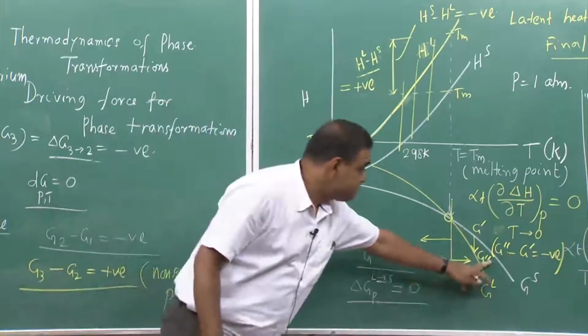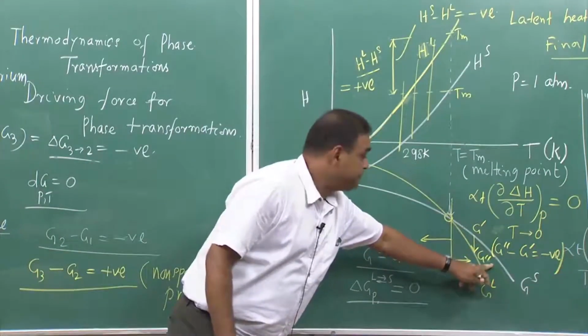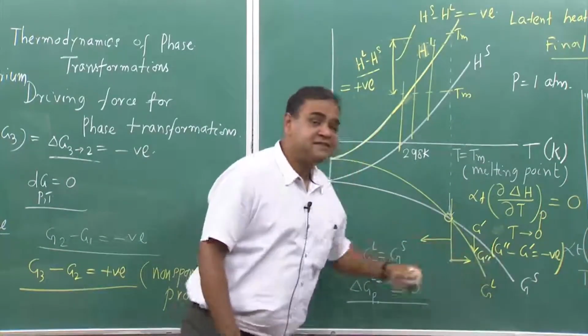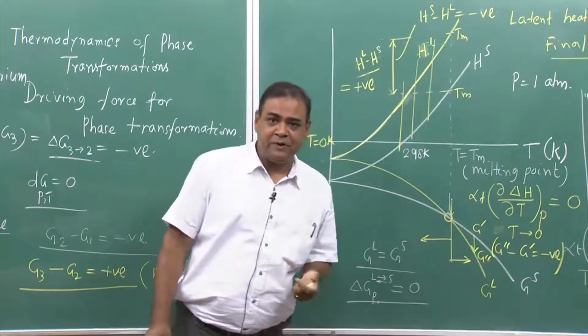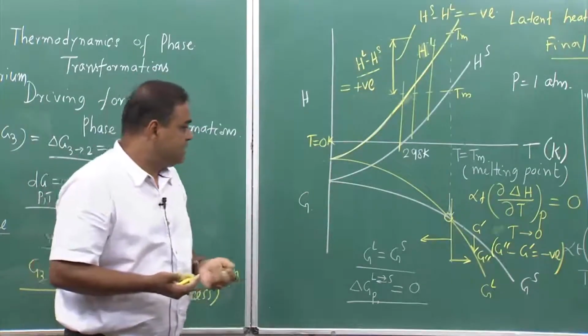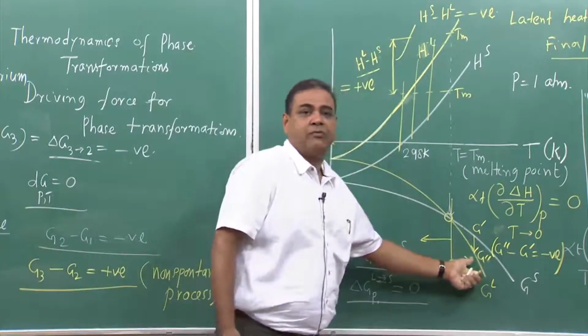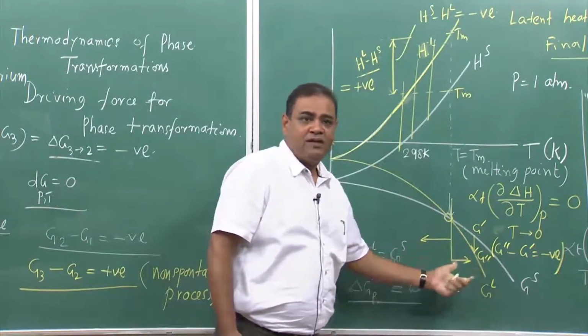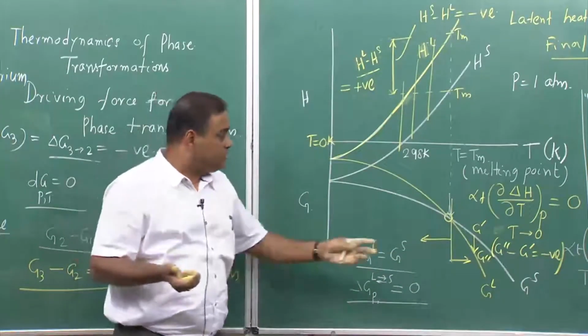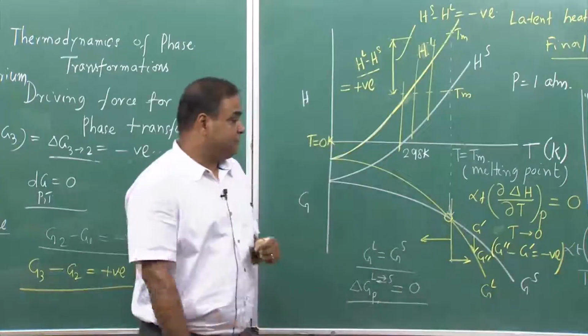And now, this G double prime is the free energy of what? It is a liquid. So, that means at temperature greater than Tm, the melting point, I would always get liquid, because solid to liquid transformation would become a spontaneous process, because the free energy change is negative.